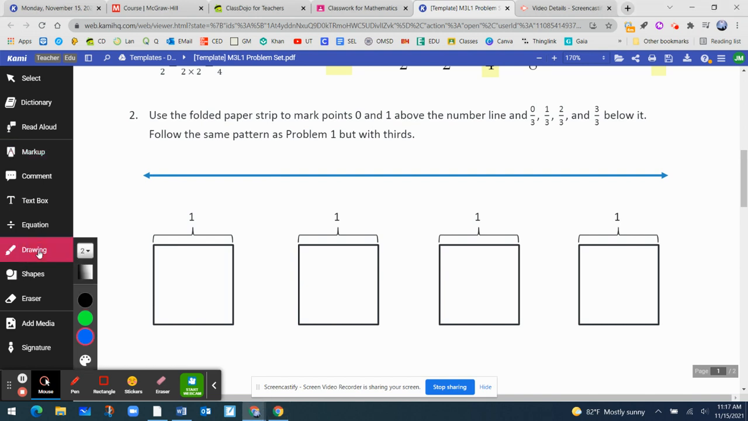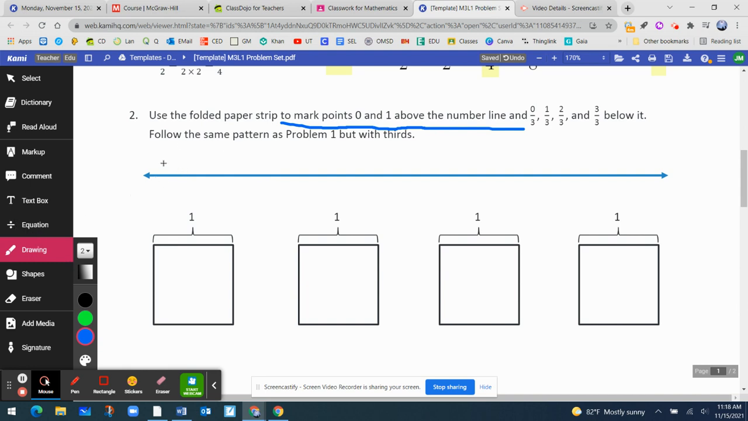All right, let's get started. We're not going to use the folded paper strips. Instead, use this. It says mark 0 to 1 above the number line and 0 thirds, 1 third, and 2 thirds. Okay, so here we go.